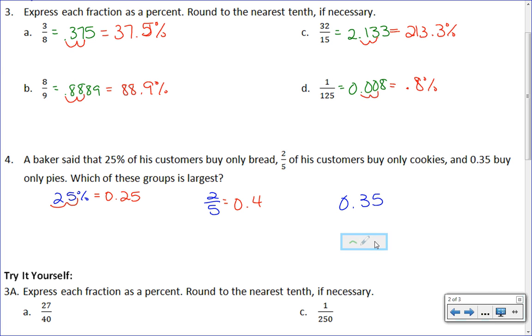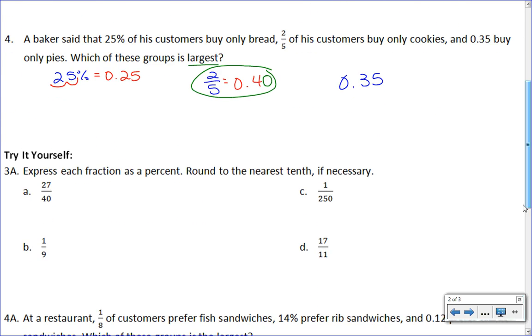And now we just want to know which one of these is largest. So 0.25, 0.4, and if you need the extra 0 there to make that look like the other ones, 0.40, or 0.35, well, that one is the largest.